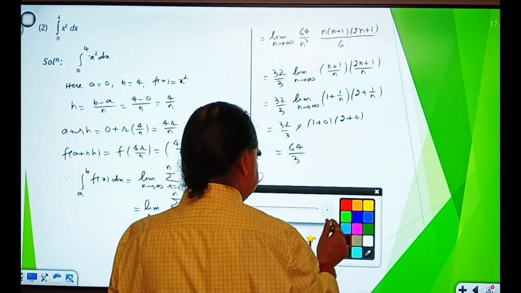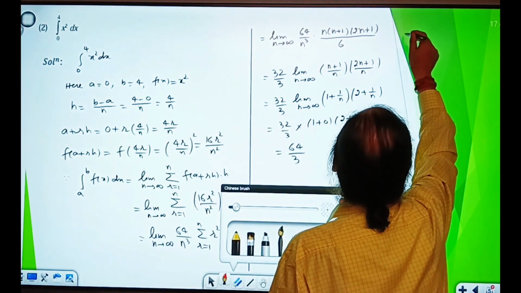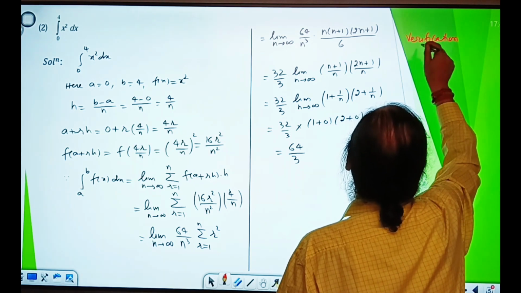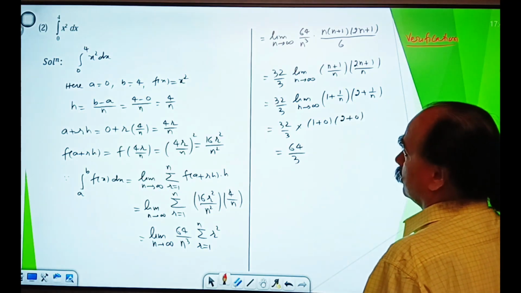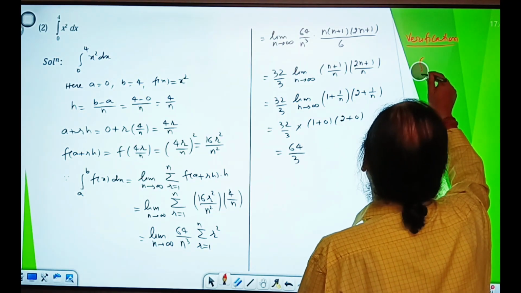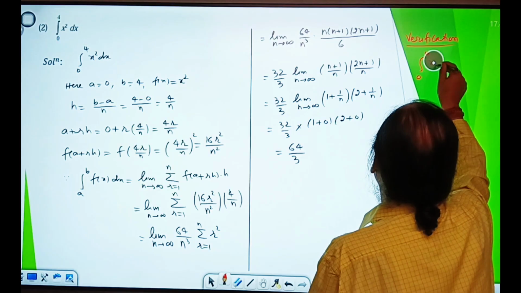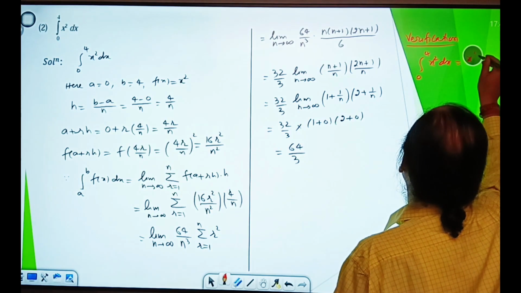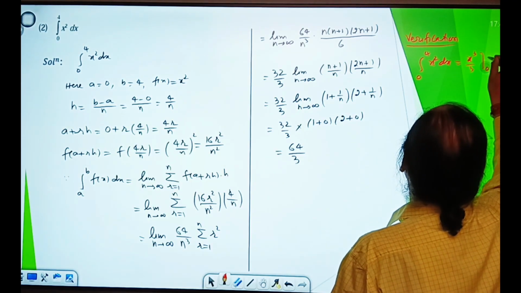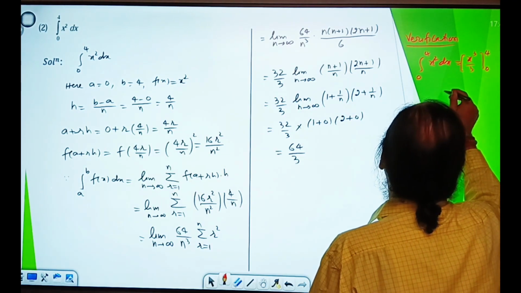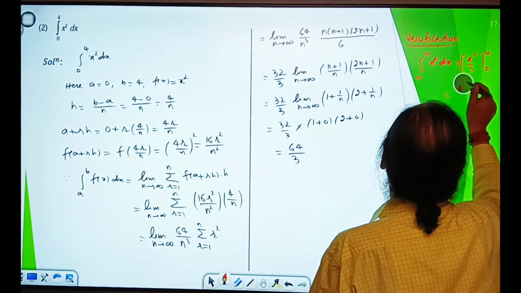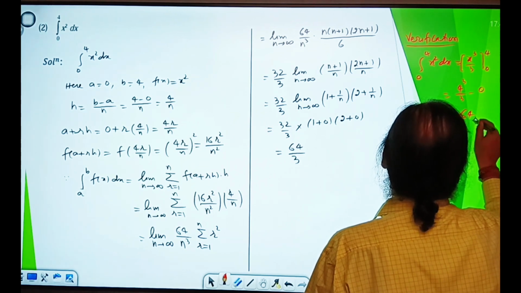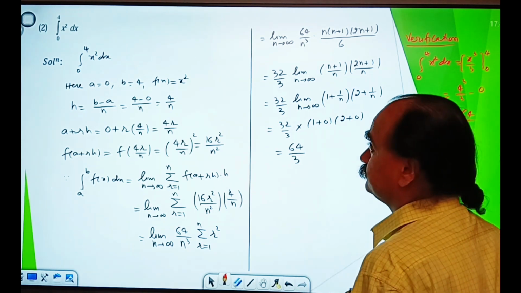Verify this. This verification is not required, only for your confidence level I'm giving. Integral 0 to 4 x square dx. Integration of x square is what? x cube by 3 between 0 to 4. Substitute upper limit, 4 cube by 3 minus 0, 64 by 3, which you are getting here.